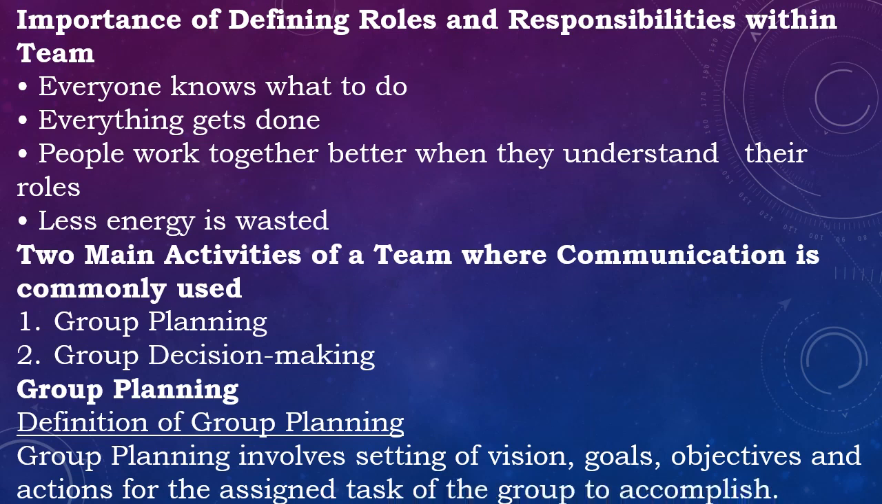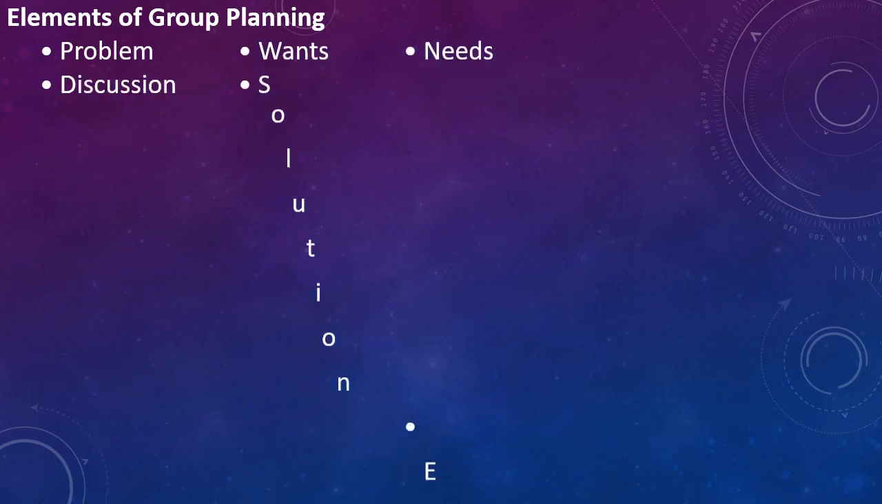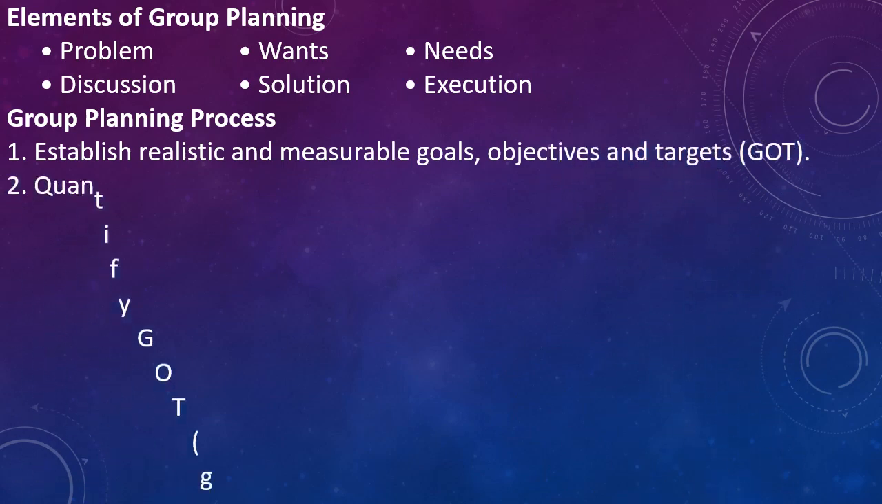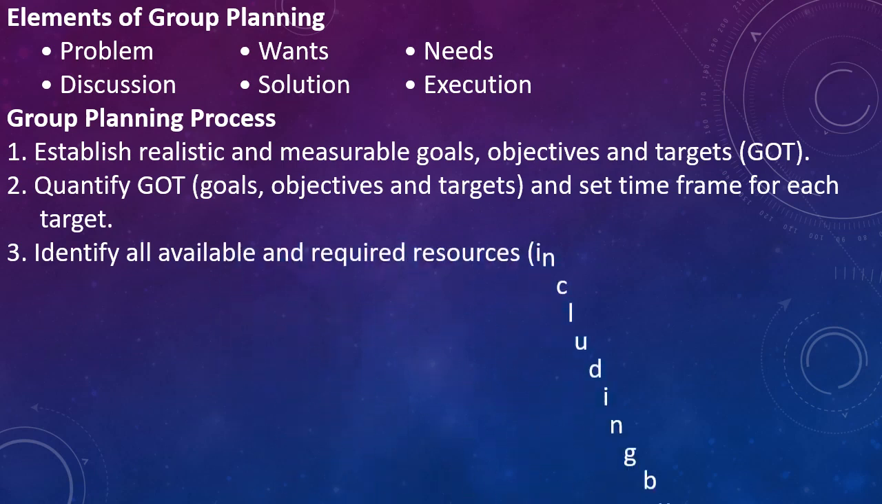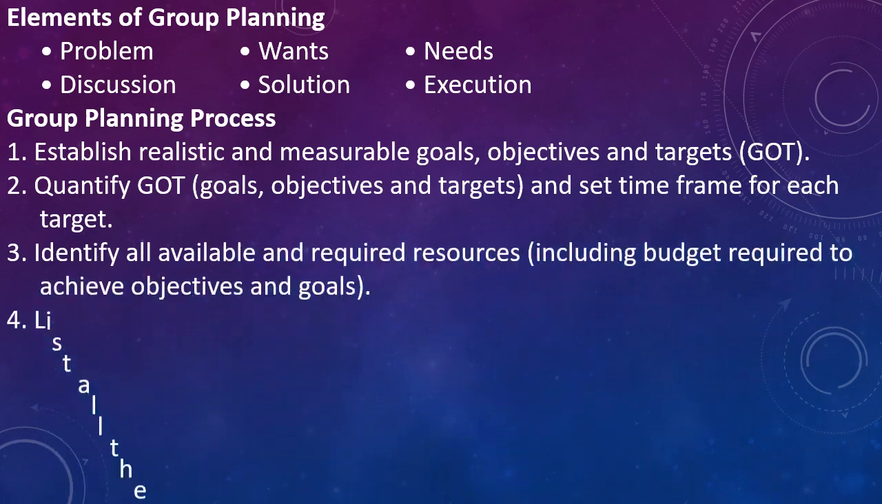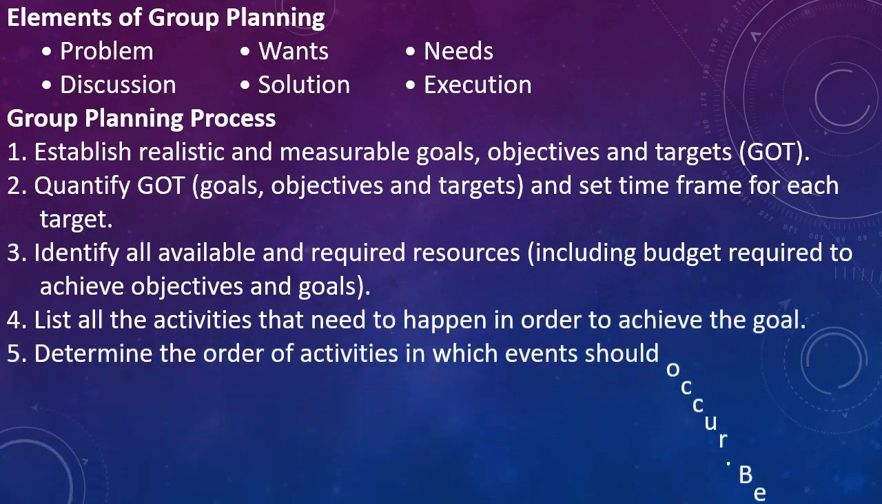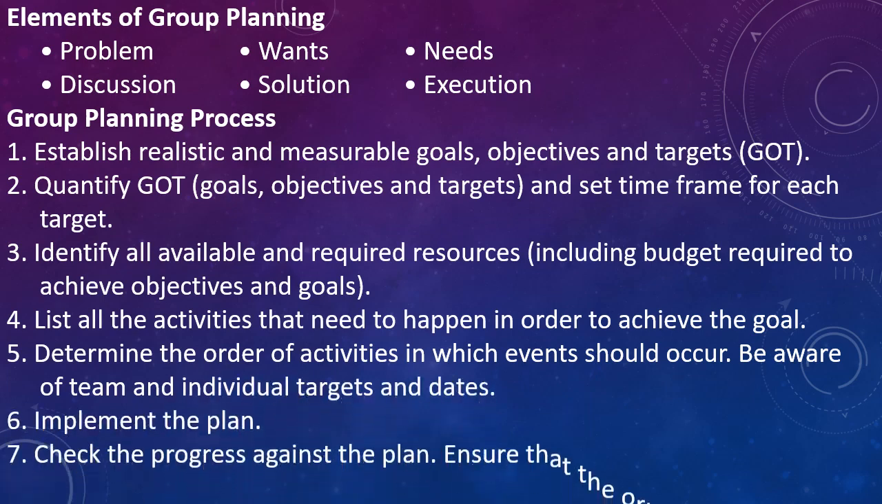Group planning. Definition of group planning. Group planning involves setting a vision, goals, objectives, and actions for the assigned task of the group to accomplish. Elements of group planning: problem, wants, needs, discussion, solution, execution. Group planning process. 1. Establish realistic and measurable goals, objectives and targets. 2. Quantify goals, objectives and targets, and set time frame for each target. 3. Identify all available and required resources, including budget required to achieve objectives and goals.